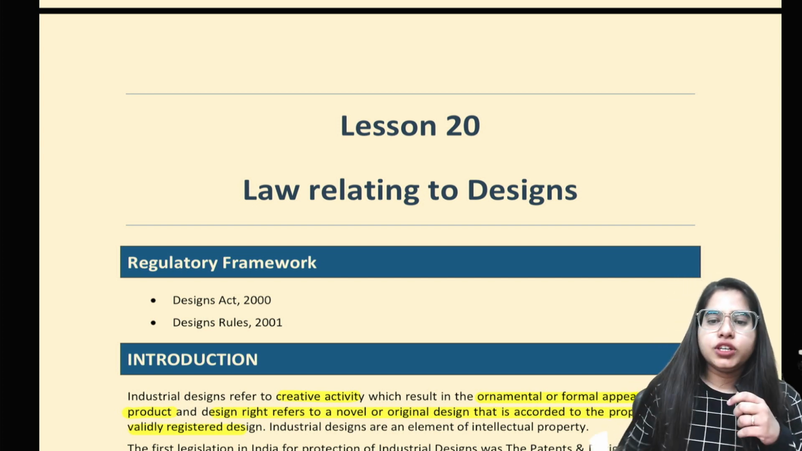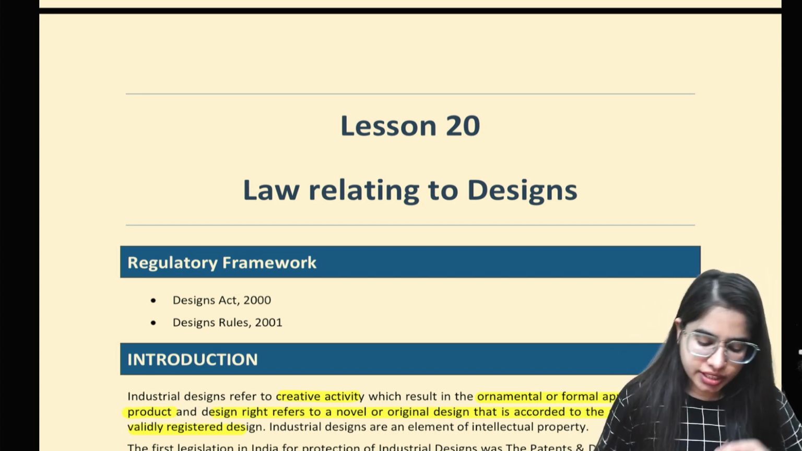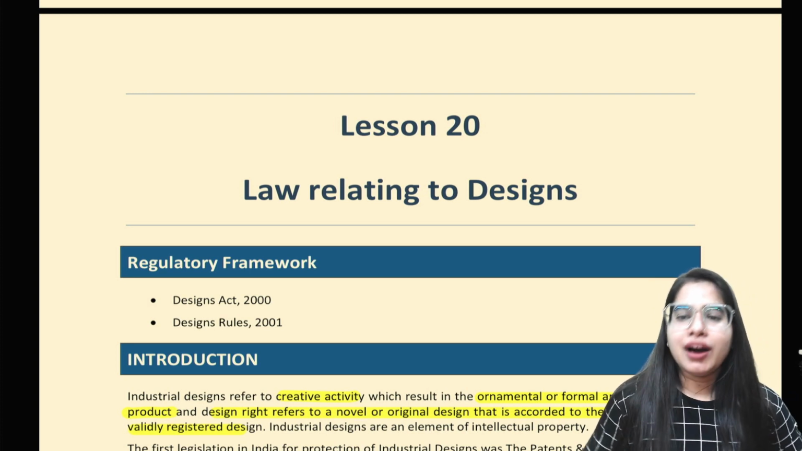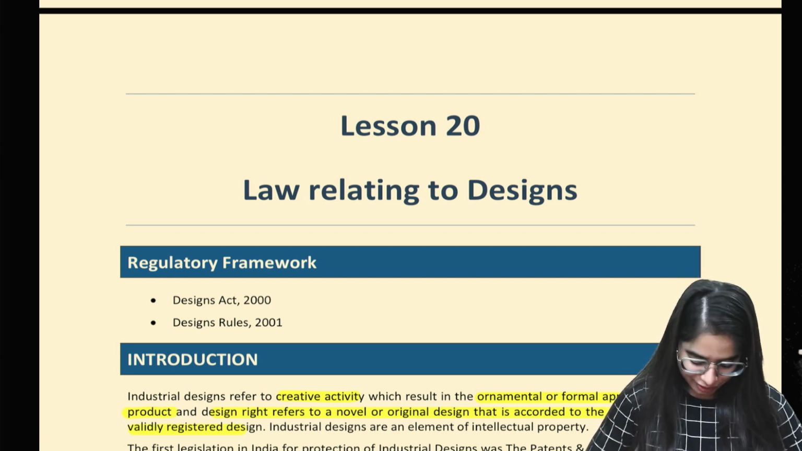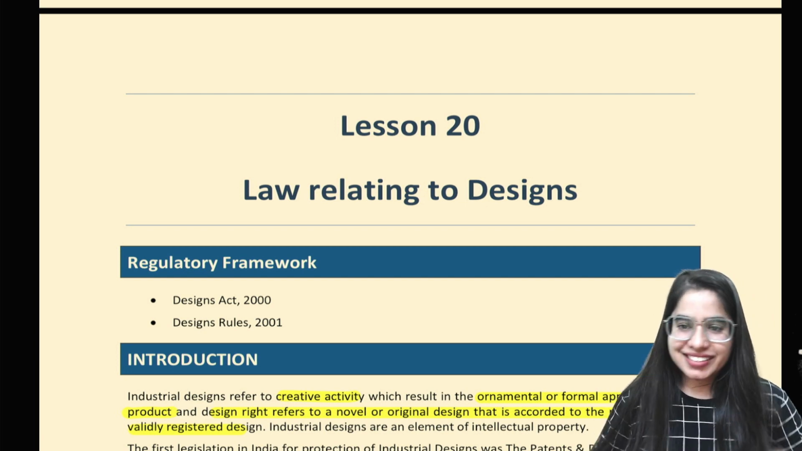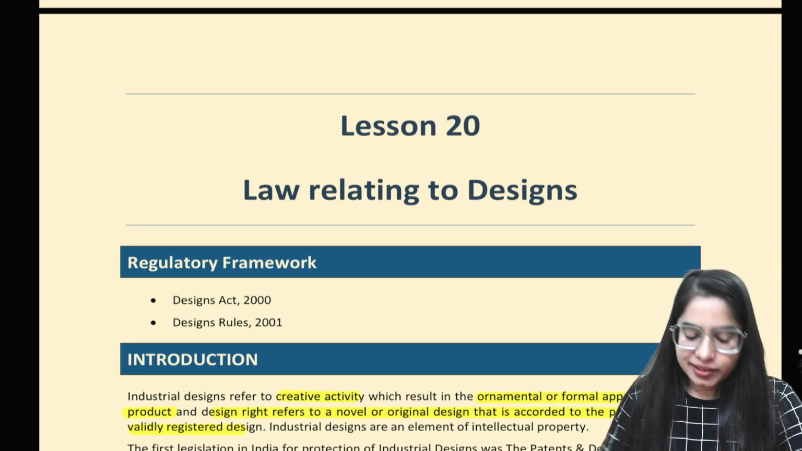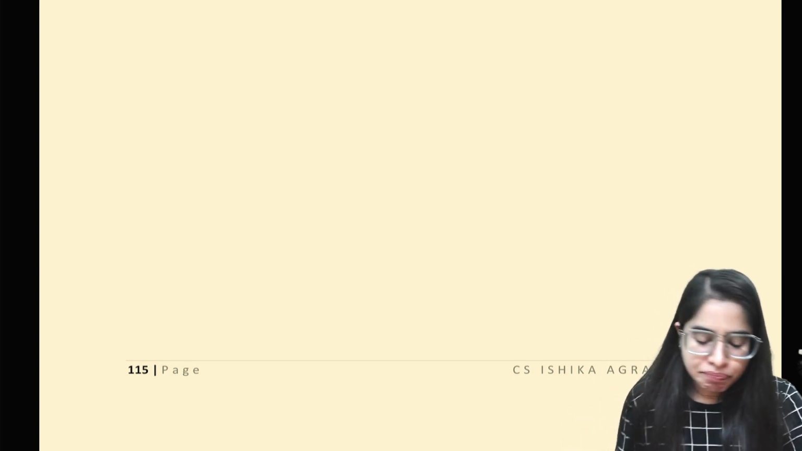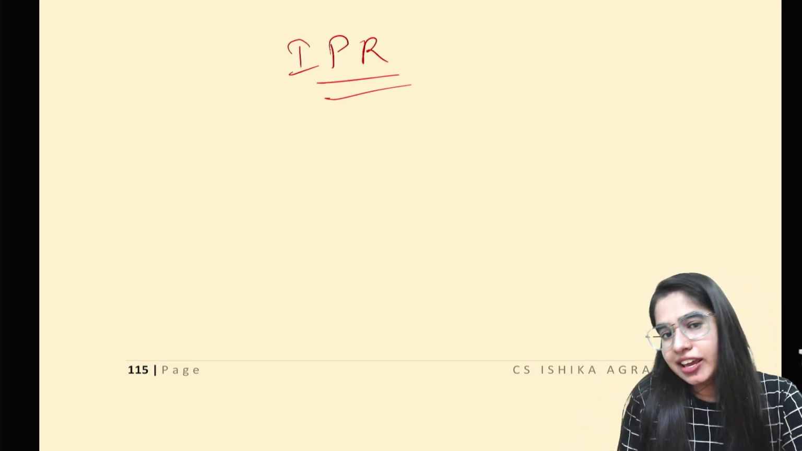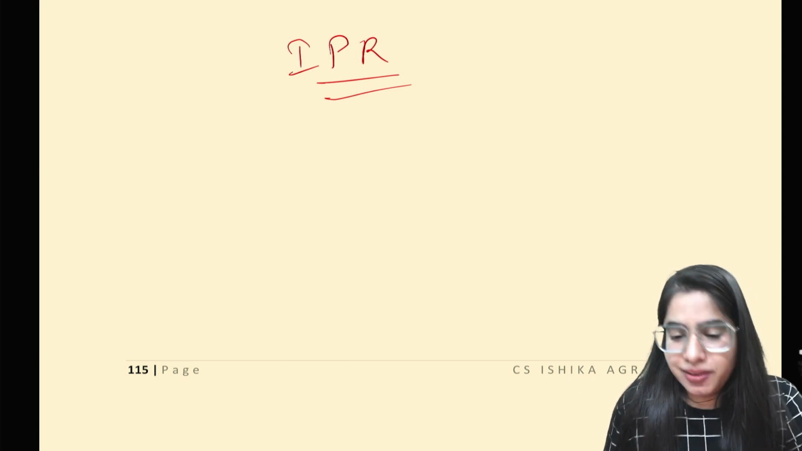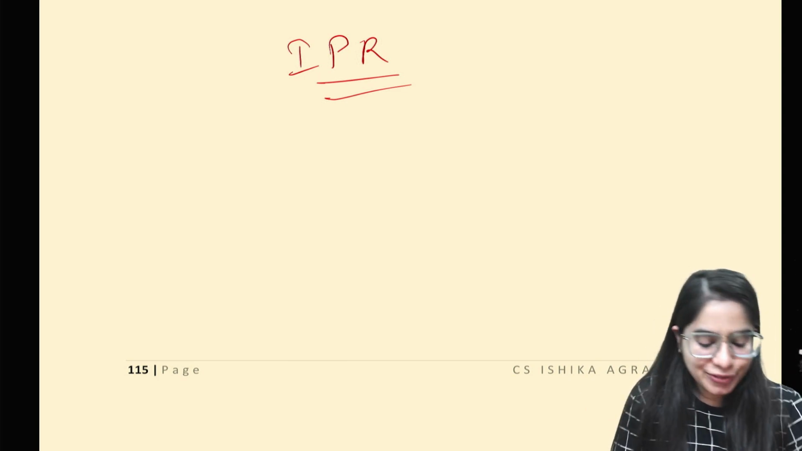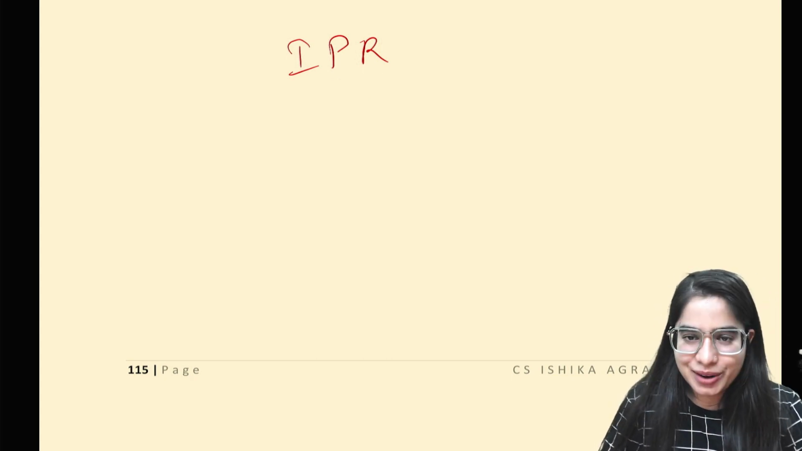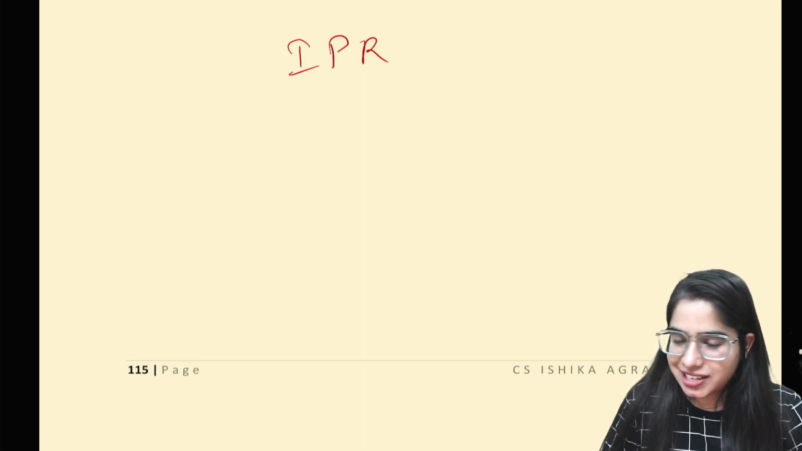Yes, so without further ado, let's start with today's lecture, and we'll be starting with design. I hope you remember the trademark, copyright, patent that we studied and you have not forgotten those topics. In IPR, basically 5 types of IPR are majorly protected in India. I have already taught you what IPR is, and I hope all these topics are in your head, like what is trademark, what is patent, what is copyright. These 3 topics we have done.